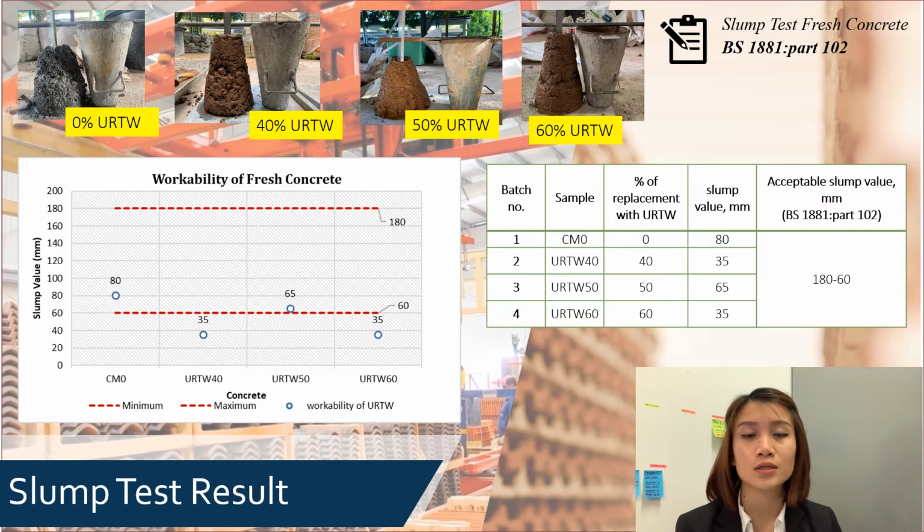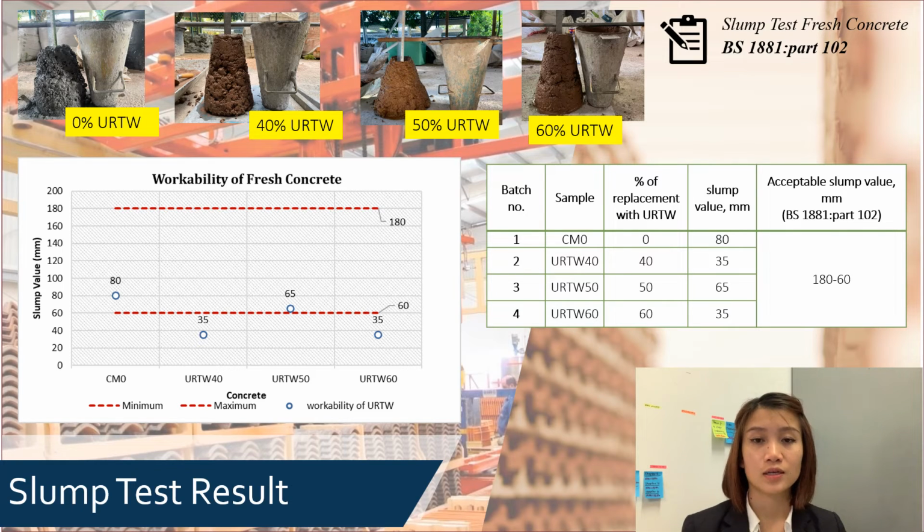As I mentioned earlier, during the mixing process there is a test conducted, which is the slump test. The slump test is conducted to measure the workability of the fresh concrete. It basically measures the drop of the slump from the original height within 0 to 3 seconds. From the slump test, the result will be obtained and the workability of fresh concrete will be analyzed in a graph. The red dotted lines at the top and bottom are the maximum and minimum slump values for the slump to drop.